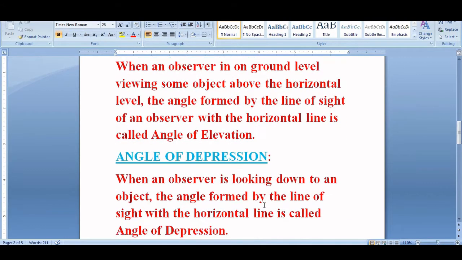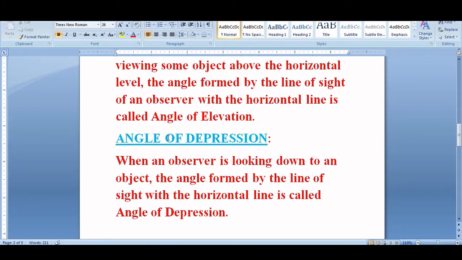Now the last terminology is angle of depression. When an observer is looking down at an object, the observer is at some higher level, above the ground level. He might be on the roof of a tower or a building, watching people or some objects on the roads. He is somewhere above the ground level and looking at objects at the ground level. The angle formed by the line of sight with the horizontal line is called the angle of depression.